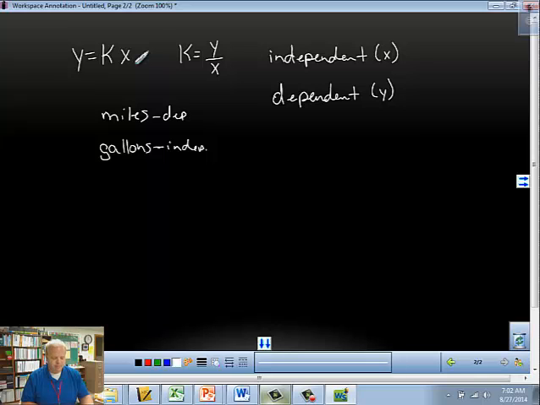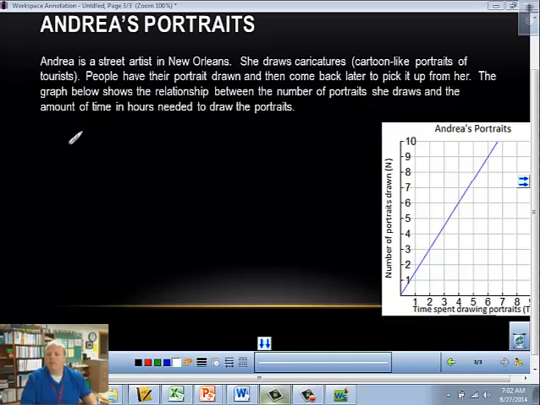I'm going to show you one more problem. This one's a little different because now I'm working from a graph. Andrea is a street artist in New Orleans, Louisiana. She draws caricatures, which are cartoon-like portraits of tourists. People have their portraits drawn and then come back later to pick them up. The graph below shows the relationship between the number of portraits she draws and the hours she needs to draw them. Time spent is on my x-axis, so this is my independent, while the number of portraits drawn is my dependent, because this depends on this. You can't draw the portraits if you don't have the time.